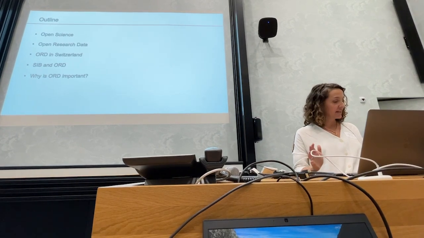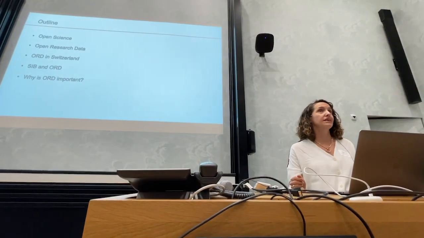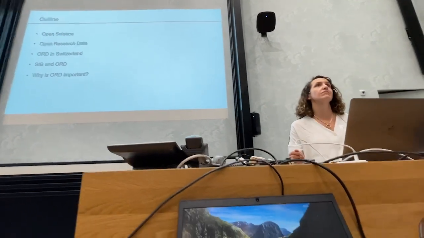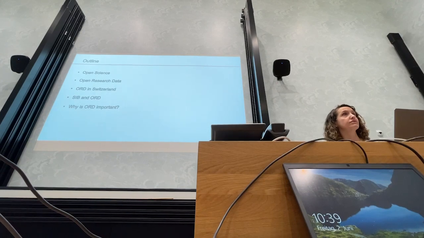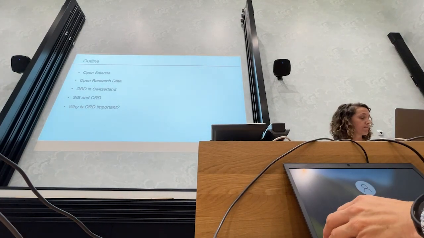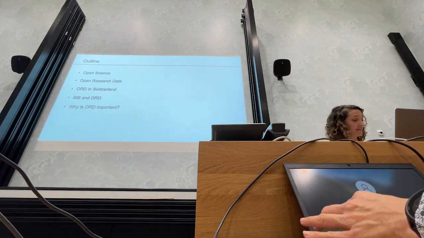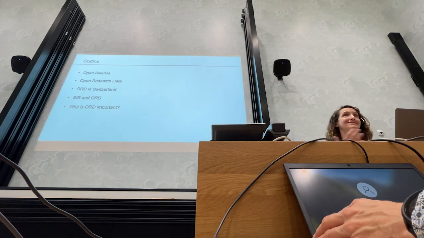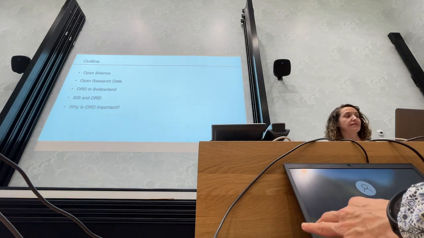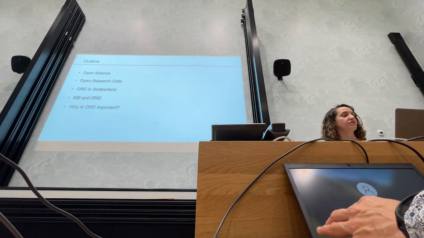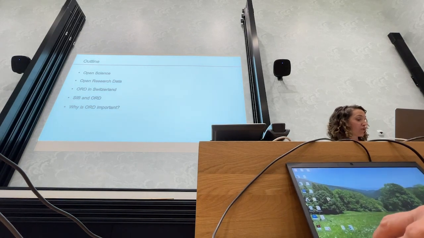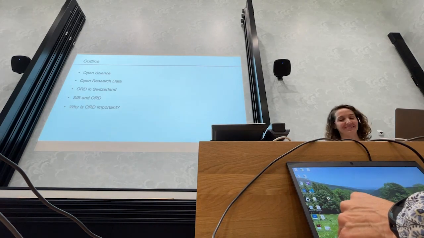For open research data, I'm going to focus on 5 facts about it, and then mention some of the key indicators of open research data. These key indicators are the number or availability of data repositories that a country has, the policies of funding agencies, and also the researchers' attitude towards open research data. Later, I'm going to talk about what's going on with open research data in Switzerland, and finally, I'm going to mention the relationship between SIP and ORD, and I'm going to close with why ORD is important.